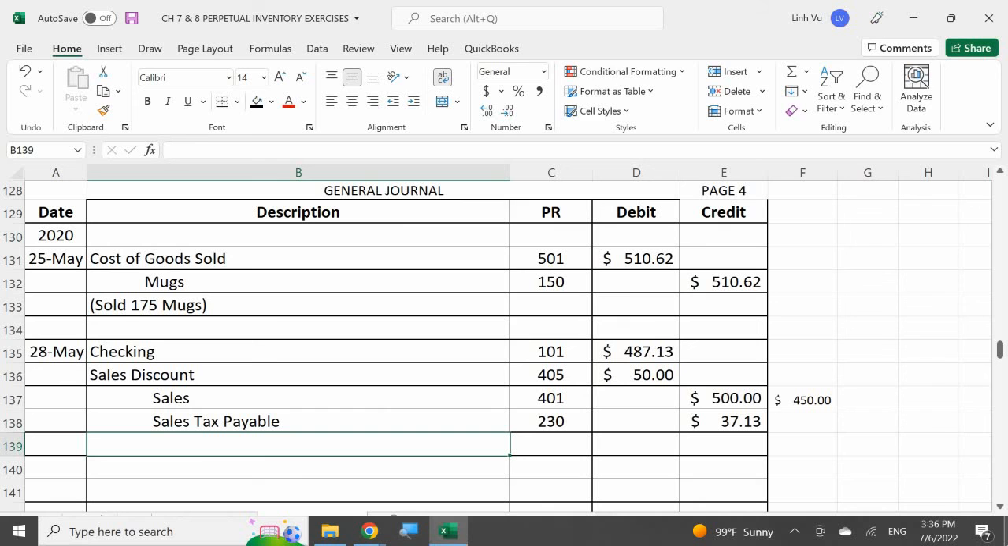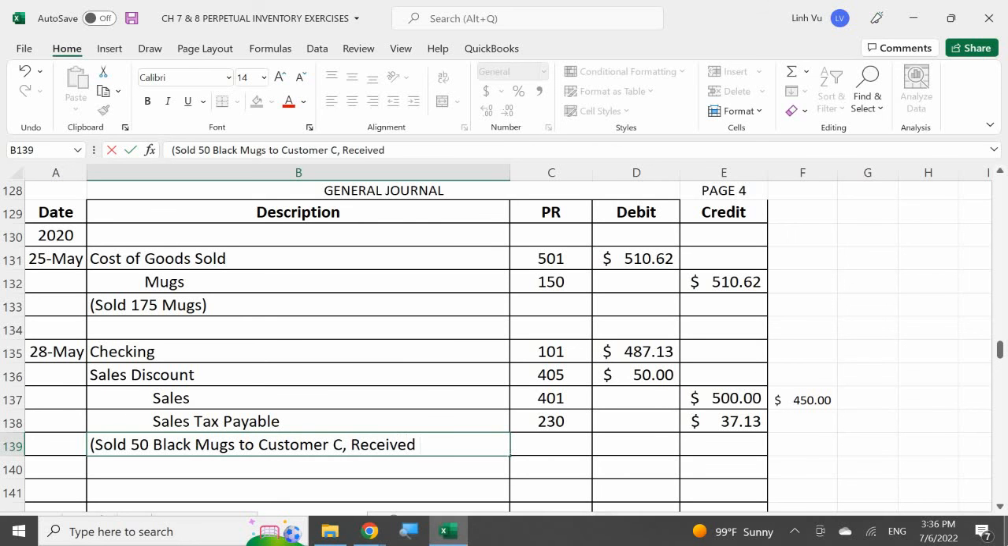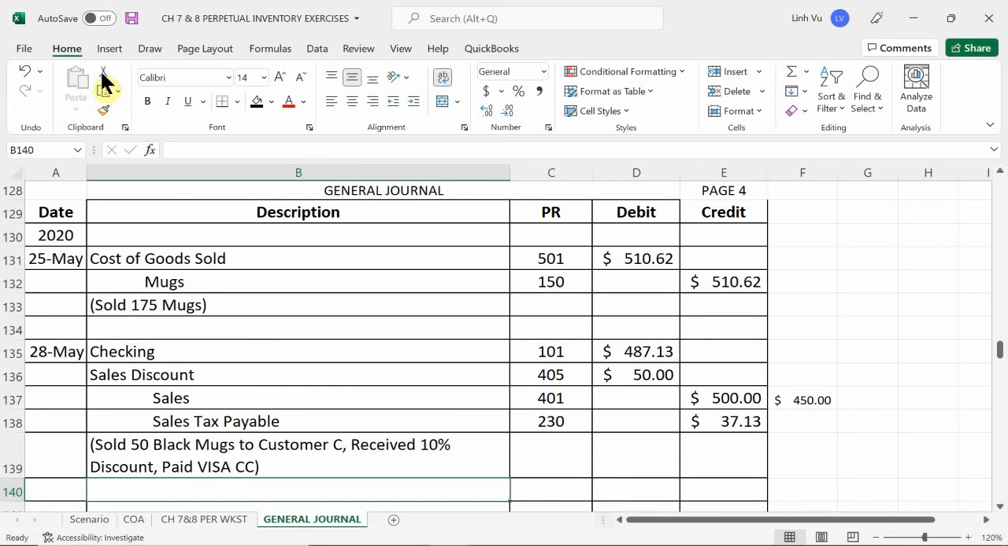Okay. And I'm going to go ahead and mark that I sold 50 black mugs to customer C, and then received 10% discount. And then of course, if you want to add here too that they paid Visa credit card. Okay.